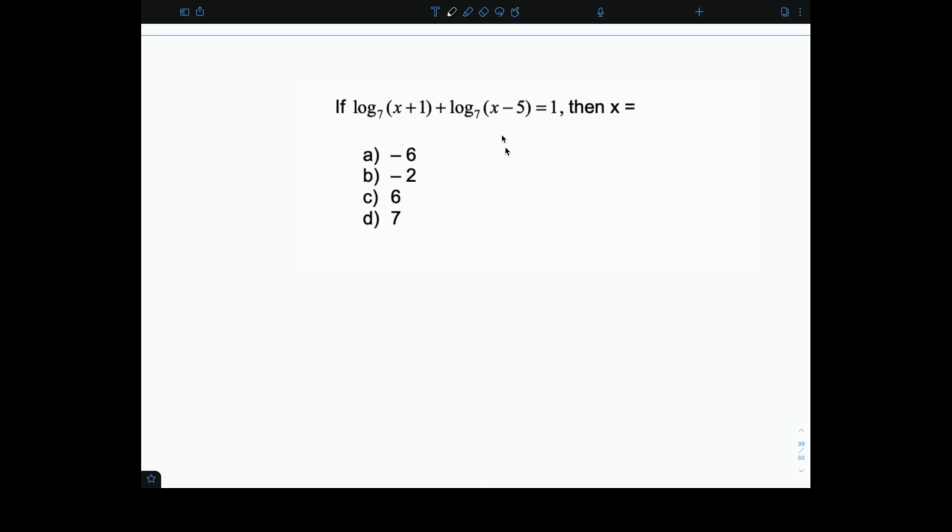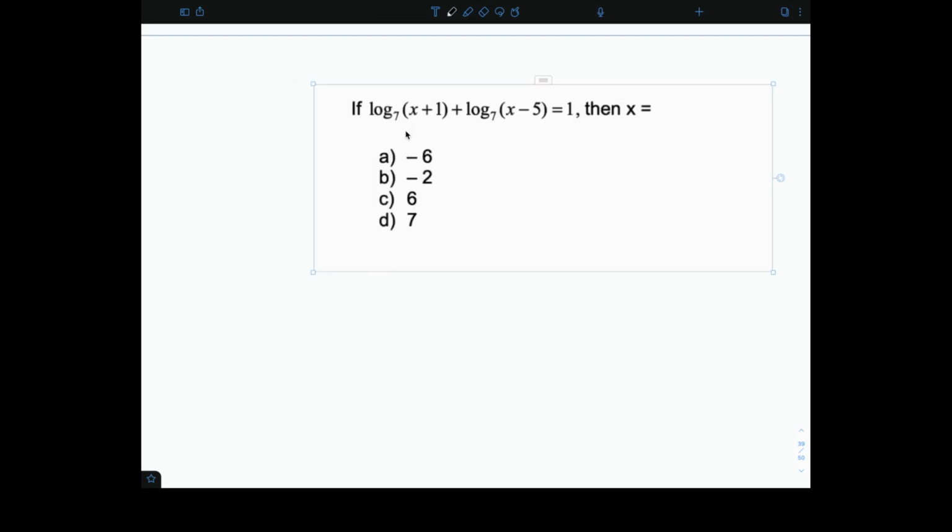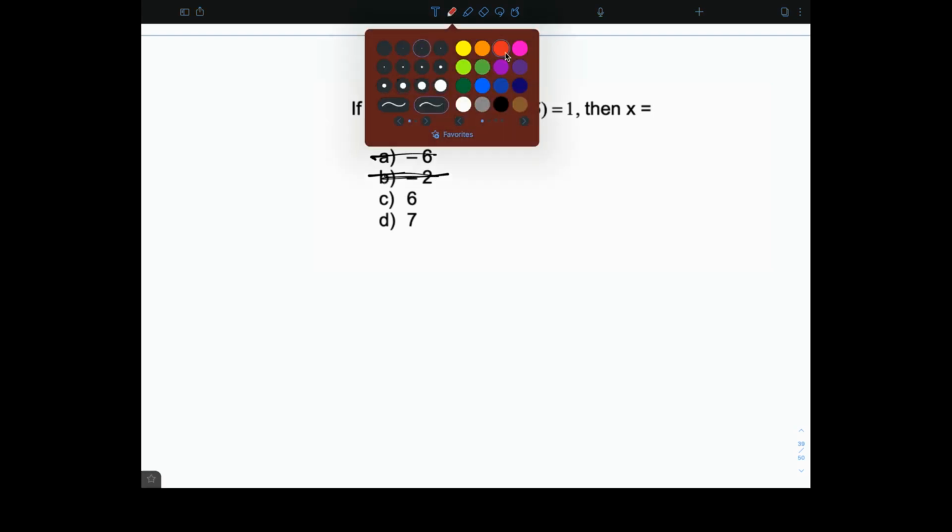And the reason why they're not going to work is that this x plus 1 is called the argument, and the argument of a log cannot be 0 or a negative number. Let me say that again. The argument of a log cannot be 0 or negative. So if you plug in -6, -6 plus 1 is a negative number. If you plug in -2, -2 plus 1 is a negative number. So A and B are not valid.